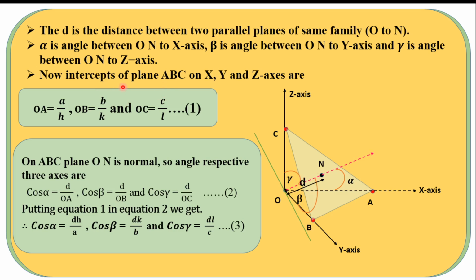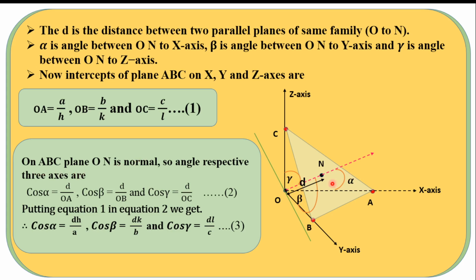Now the intercepts of plane ABC on the x, y, z axes are: on the x-axis, the intercept OA is a divided by h; on the y-axis, OB is equal to b divided by k; and on the z-axis, OC is equal to c by l. So this is our equation one.